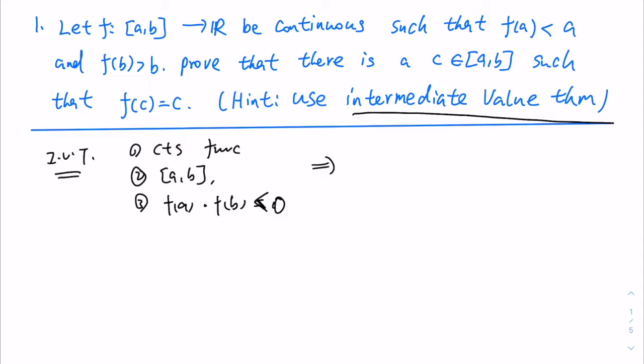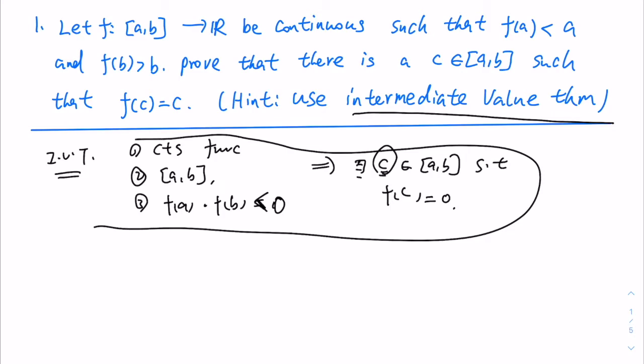And then the conclusion is there must be, this notation means exist, and this one means c is from a to b. In other words, c is greater than or equal to a, less than or equal to b. So this notation just means c belongs to this interval. And the conclusion of the IVT is there exists a c, c is a special point, c is from a to b, such that f of c is 0. So this is the IVT.